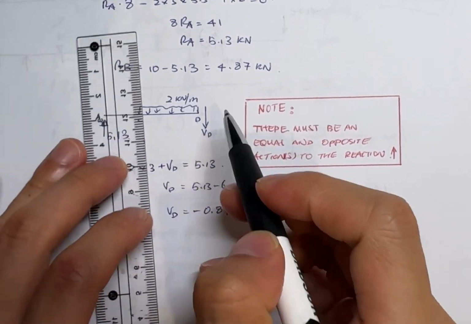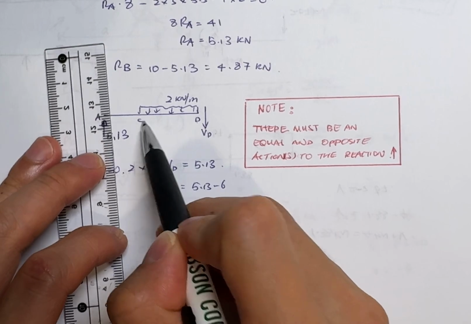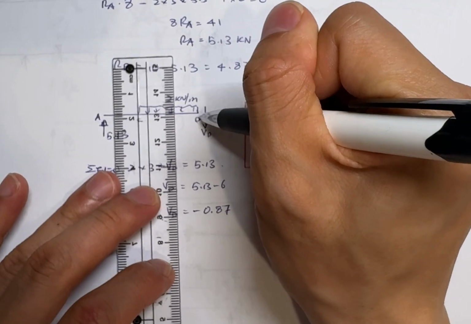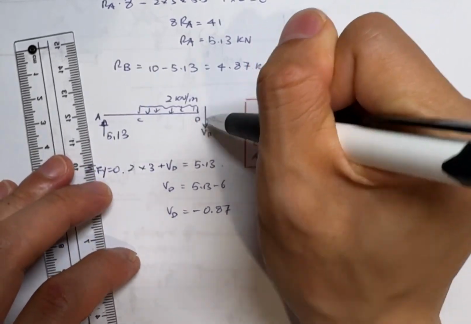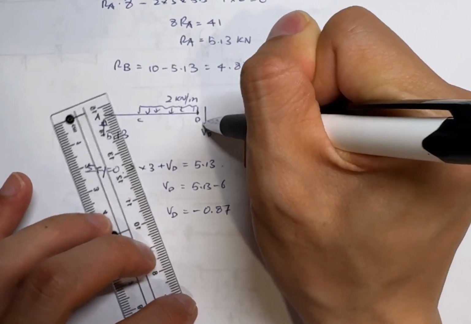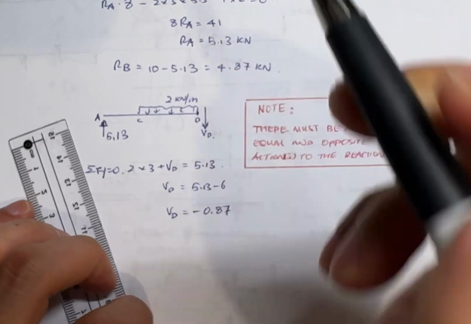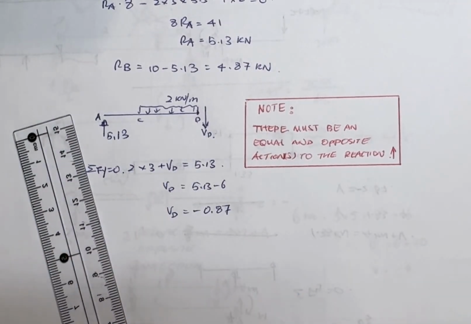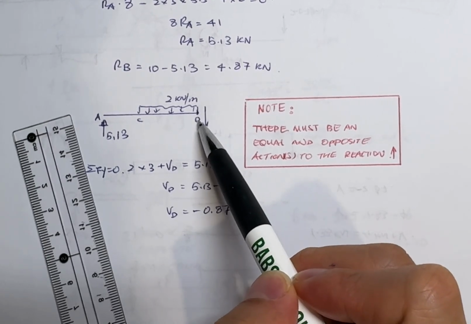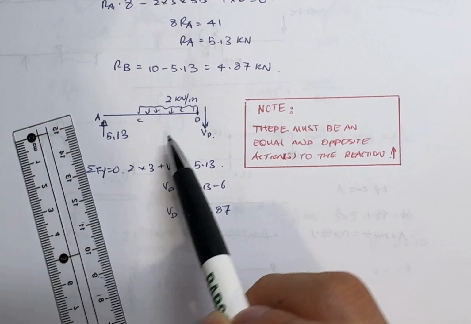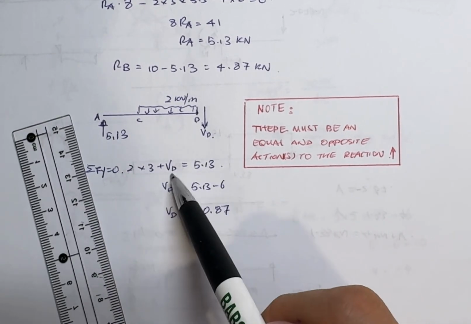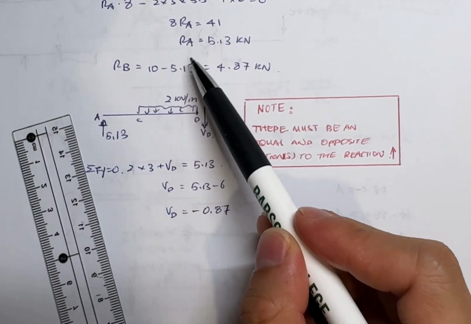And then we draw the UDL on top of it between C and D. If we cut, we wouldn't know what the shear force is at D, so we cut at D. Therefore, we've got a shear force VD coming down. Remember, when you cut at any point, the action and reactions must be equal. That means reaction A, 5.13, has to be equal to whatever the loads are coming from up.